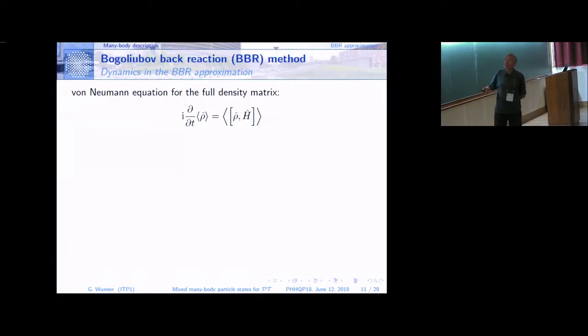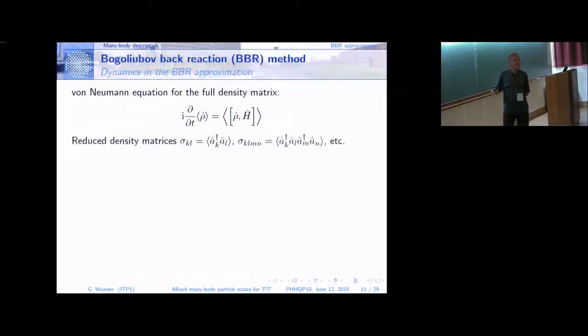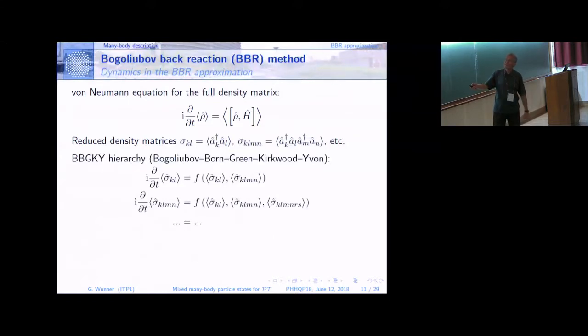A simplification is obtained by looking at the reduced density matrices. That is, you take the average of, in this case, one creation and one annihilation operator, or two of them, and end up with what is called the single particle density matrix, the two particle density matrix, and so forth, higher orders. And from the full density matrix von Neumann equation, you can subsequently deduce equations for the single particle density matrix, which is a function of the single particle matrix elements themselves, but also of the second order moments.